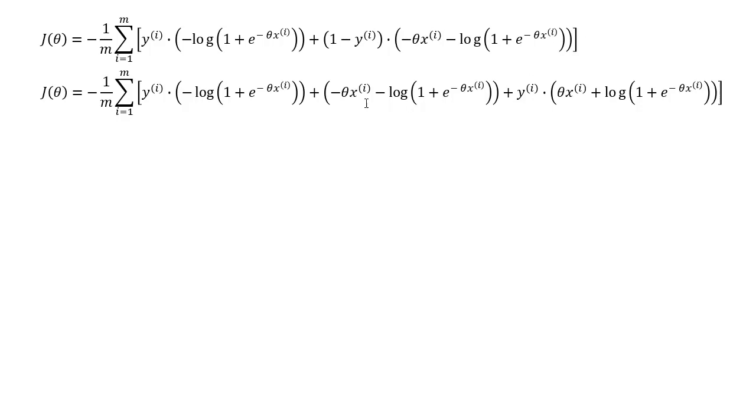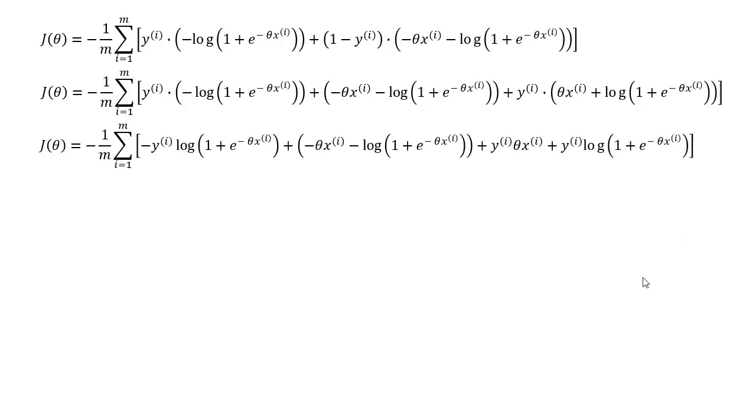So negative theta x minus log of 1 plus e to the negative theta x plus, now it's going to be, because it's minus times the minus, the minus signs are canceling over here. So we have plus yi times theta x plus log of 1 plus e to the negative theta x. Okay, so that's the first step. And for the next step, I'm going to distribute this yi through this expression right here.